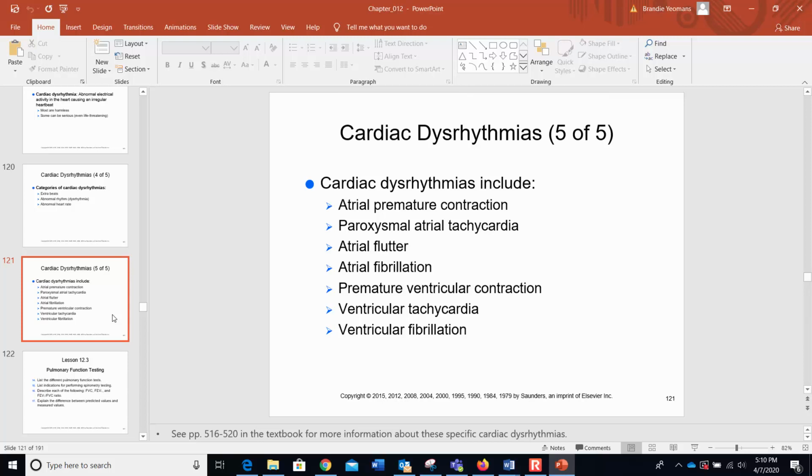So when we look at that picture of what this particular rhythm looks like, here's what you're going to see. Those cycles are very, very close together. Okay, so they're tight. You still have the normal PQRST, but everything is tight.